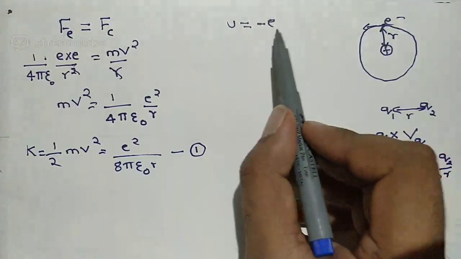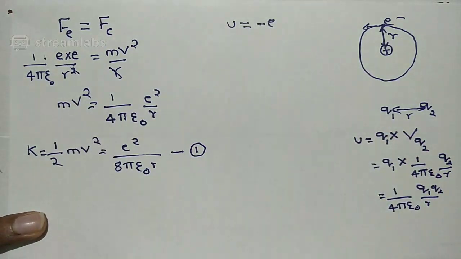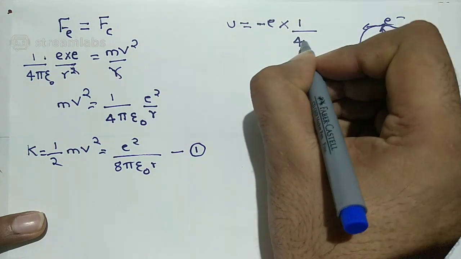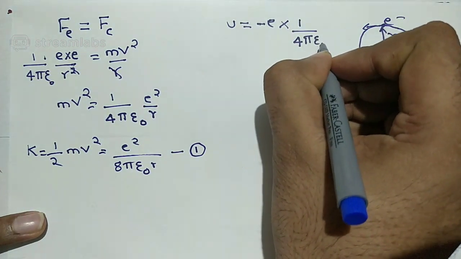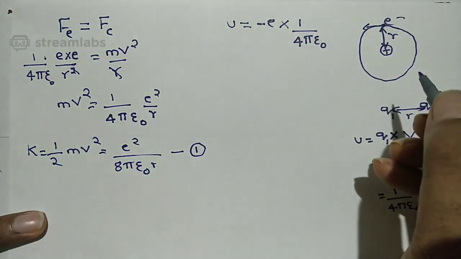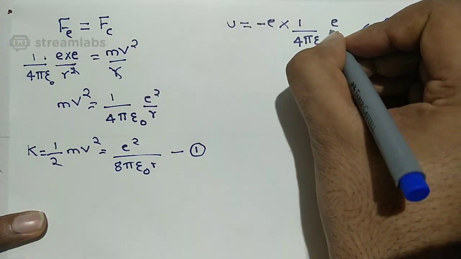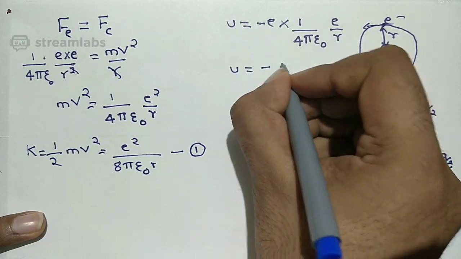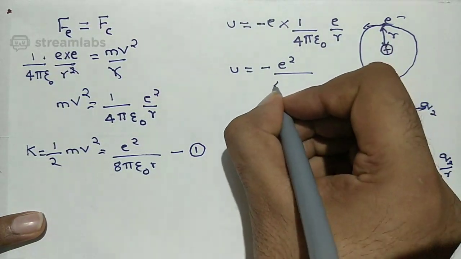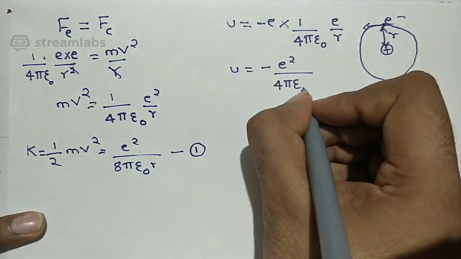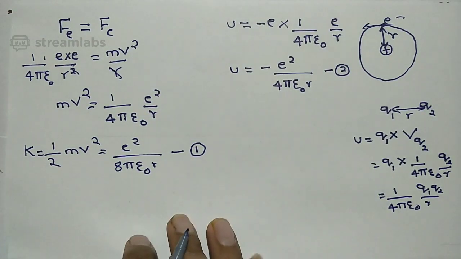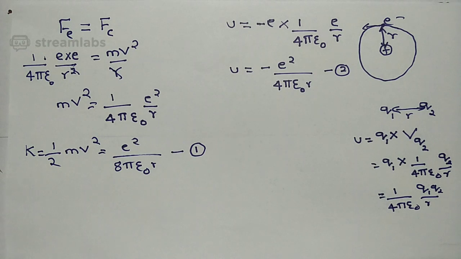So you have to put minus e, not only e, into the potential due to the nucleus, that is 1 by 4 pi epsilon naught into the charge e at distance r. So what is the potential energy? Minus e square by 4 pi epsilon naught r. Equation 2. So we got the expression for kinetic energy, and the expression for potential energy.